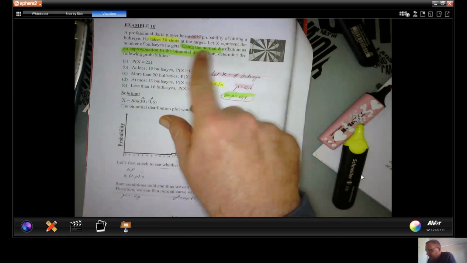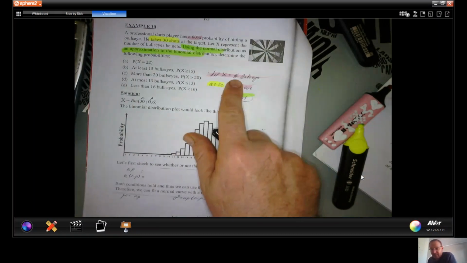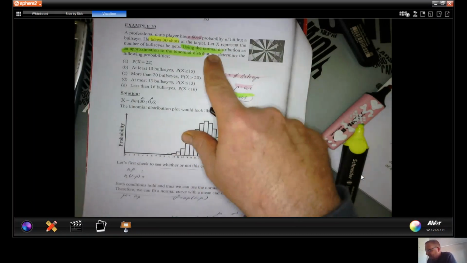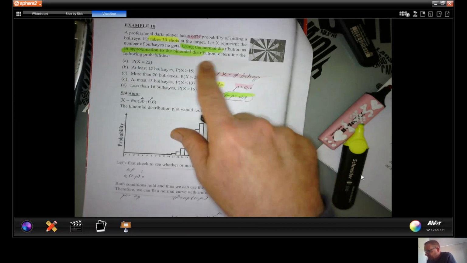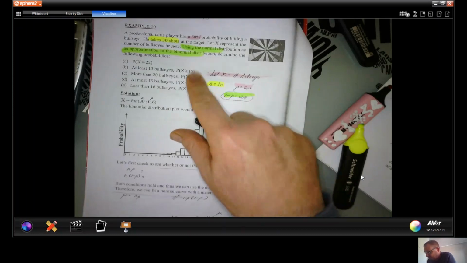Okay, example 10. This goes on and on, but it's quite useful. A professional darts player has a 60% probability of hitting a bullseye. That's the thing in the middle, for those of you who don't know about darts, that little red thing in the middle. He takes 30 shots at the target. First of all, let X represent the number of bullseyes he gets. And it says, using the normal distribution as an approximation to the binomial distribution, determine the following.